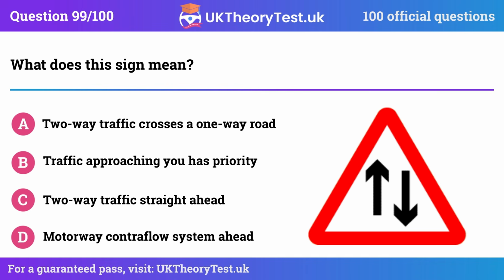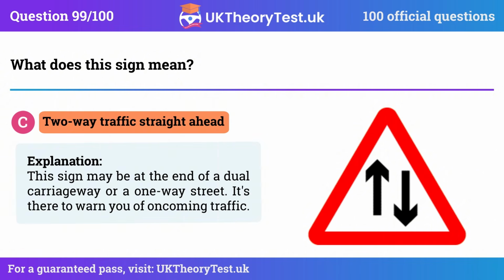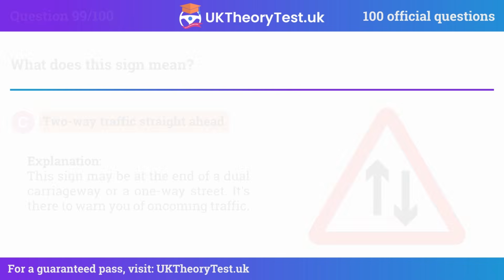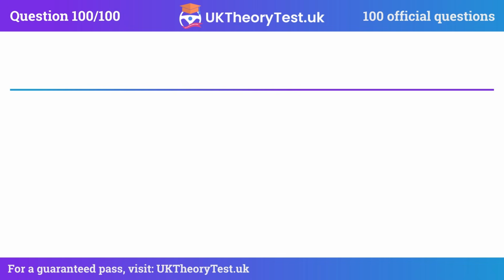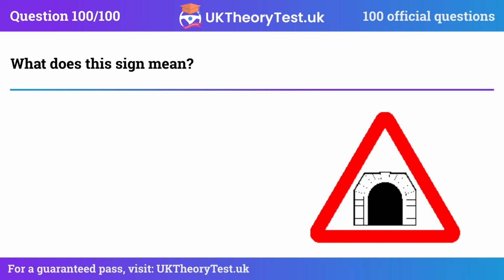The correct answer is C. Two-way traffic straight ahead. Explanation. This sign may be at the end of a dual carriageway or a one-way street. It's there to warn you of oncoming traffic. Question 100. What does this sign mean?